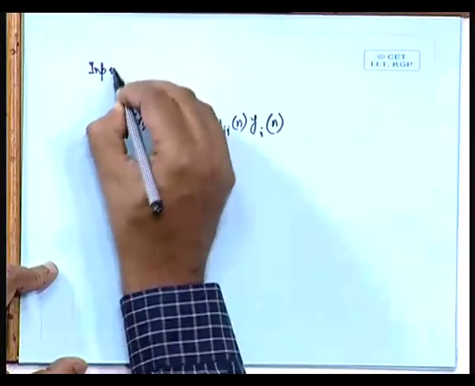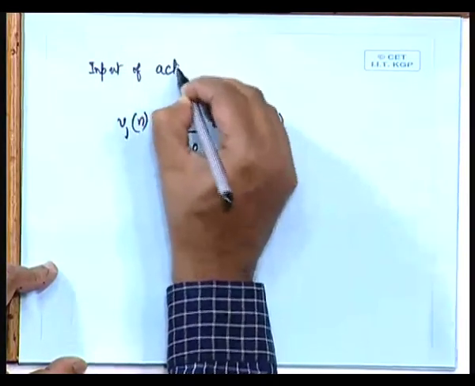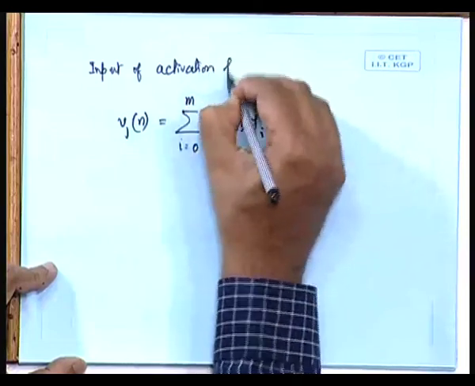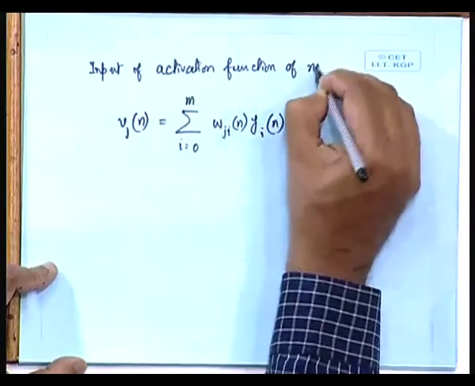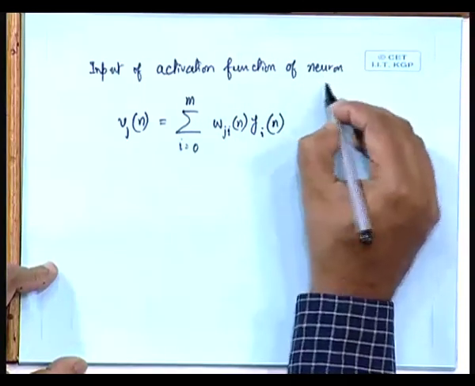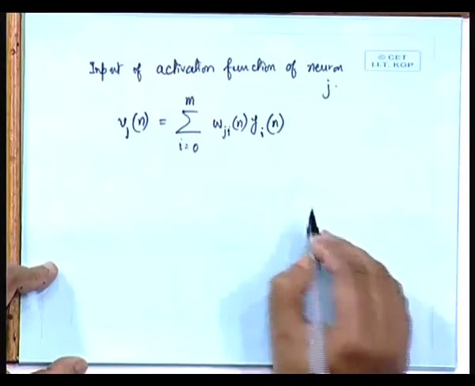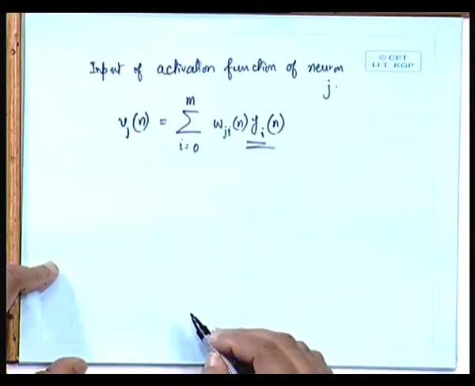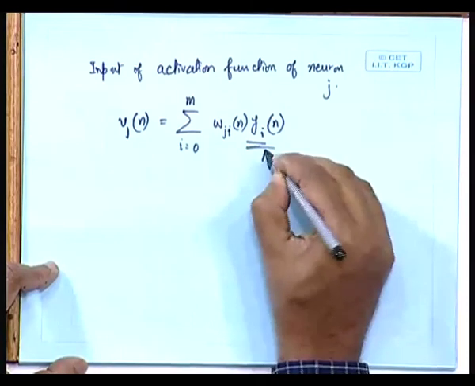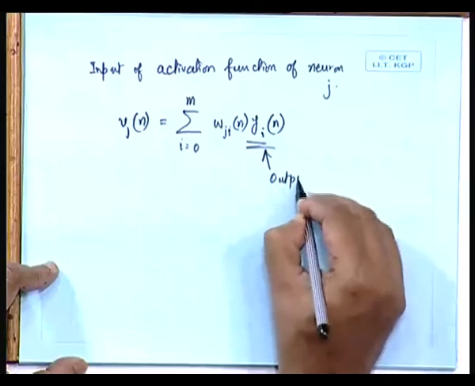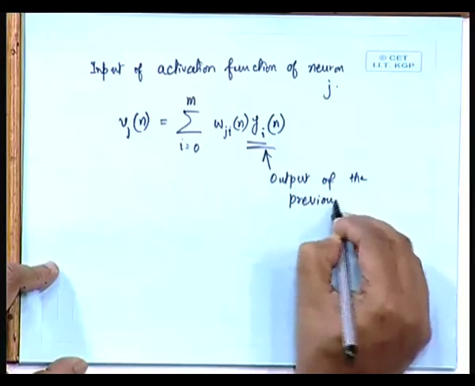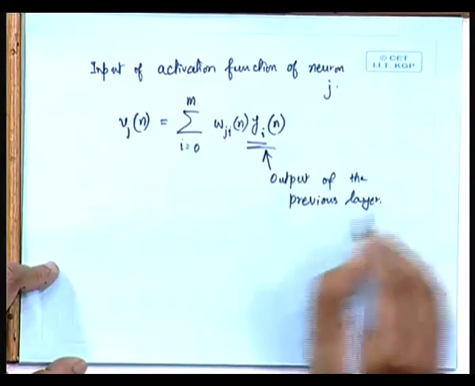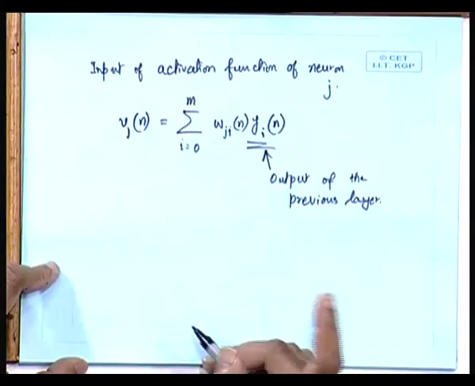at the input of the activation function of neuron j. So this is the input of the activation function of neuron j, and these Yi's are what? Output of the previous layer. So these are the outputs of the previous layer, and in the case of a multi-layered perceptron it is necessarily the hidden layer that immediately precedes the output layer.